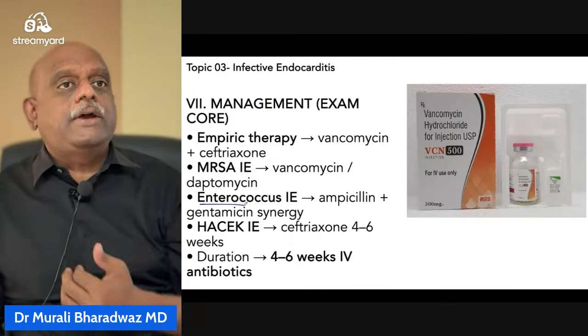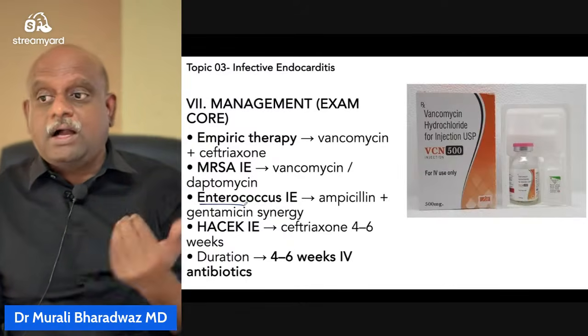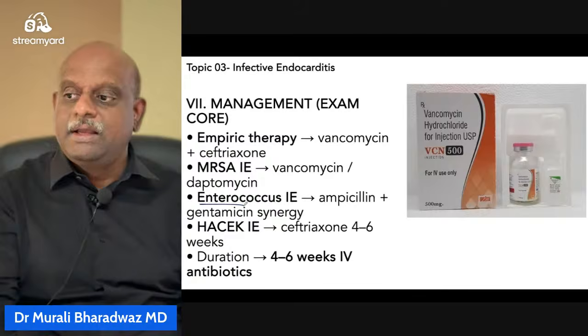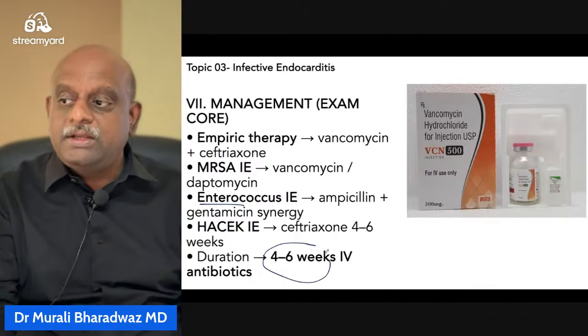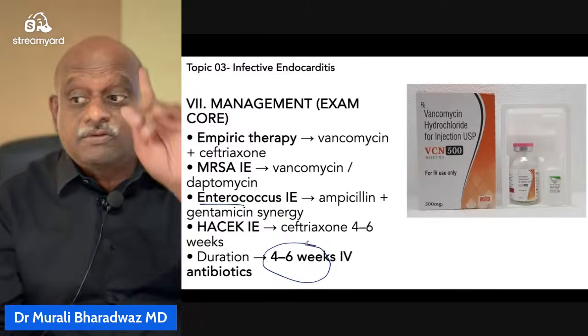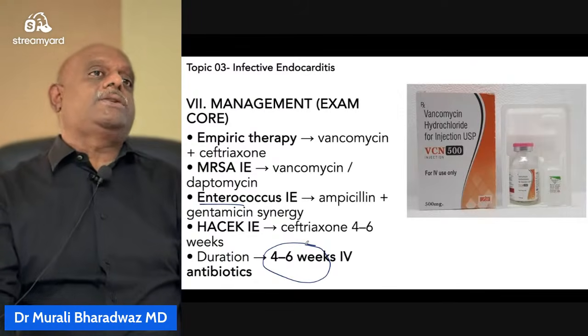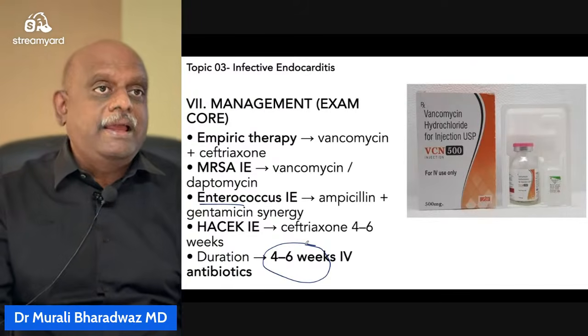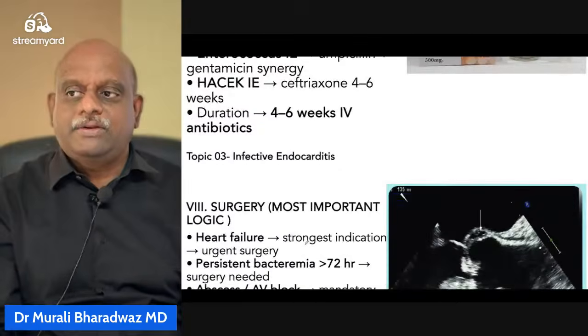Then for HACEK group of organisms, it is ceftriaxone, 4 to 6 weeks. So total duration is not 2 days, 5 days or 10 days. 4 to 6 weeks of intravenous antibiotics are needed in order to treat infective endocarditis.